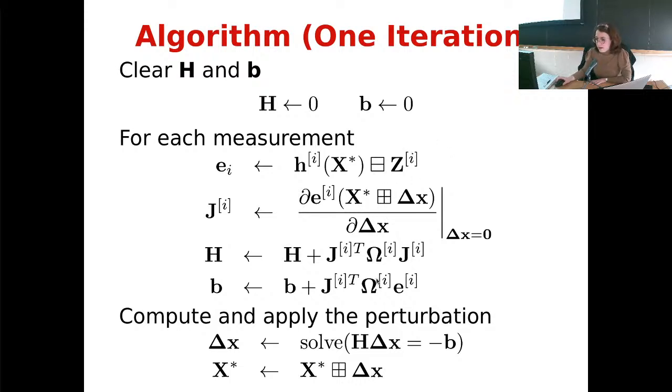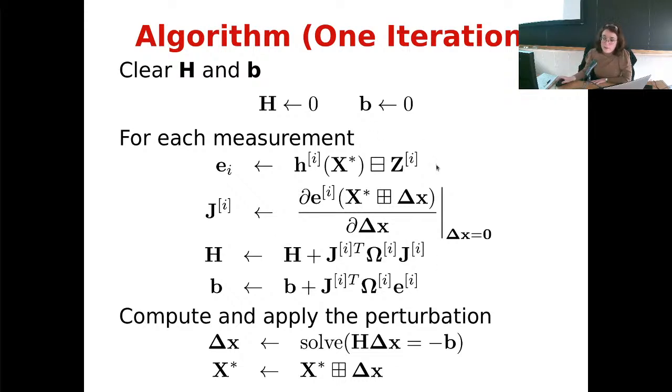We can see instead the box plus in action here, where the update of the state is obtained by performing the box plus by a perturbation vector, which is obtained at the solution of the linear system, to the estimate of the state. Now, box plus means that we compute the chart around x star and move on the chart by delta x, then get back to the manifold.